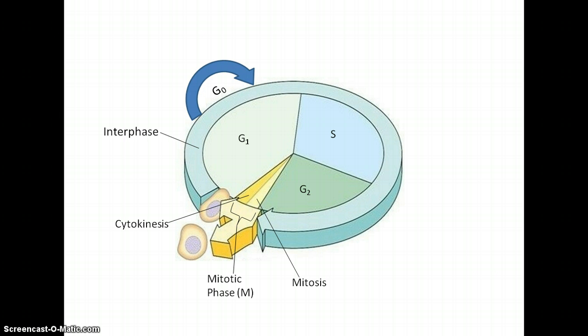When a cell does not need to divide anymore, or if it's a cell that only divides once in its whole life, like nerve cells or certain muscle cells, they will enter the G0 phase. This is like a waiting area, and if they need to start dividing again, they can re-enter the cell cycle.